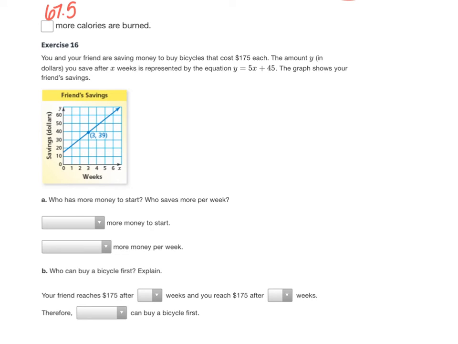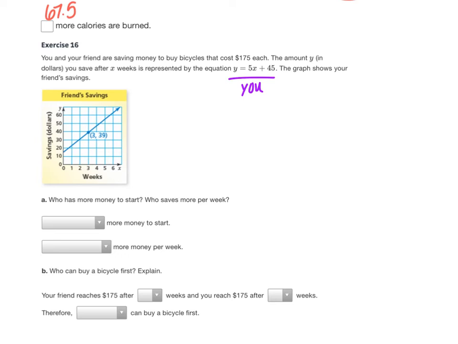Number 16, you and a friend are saving money to buy bicycles that cost $175 each. So again, we're going to compare two different things. The amount of money in dollars y, after x weeks, is represented by the equation y equals 5x plus 45. The graph, so this is you, the graph shows your friend's savings.